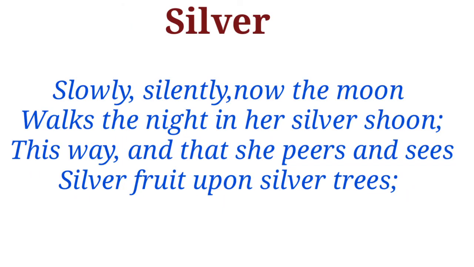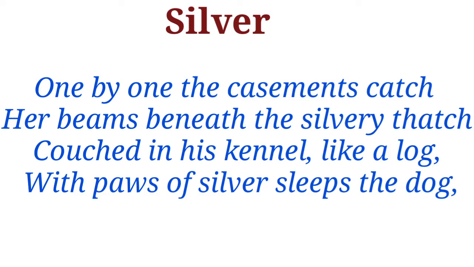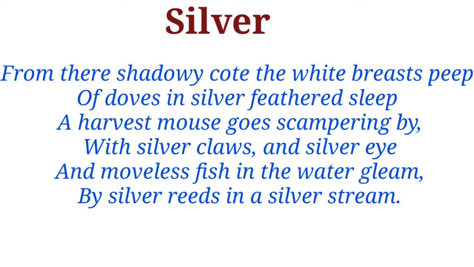Slowly, silently, now the moon walks the night in her silver shoon, this way and that. She peers and sees silver fruit upon silver trees. One by one, the casements catch her beams beneath the silvery thatch. Couched in his kennel like a log, with paws of silver sleeps the dog. From their shadowy coat, the white breasts peep of does in silver feathered sleep. A harvest mouse goes scampering by with silver claws and silver eye, and moveless fish in the water gleam by silver reeds in a silver stream.